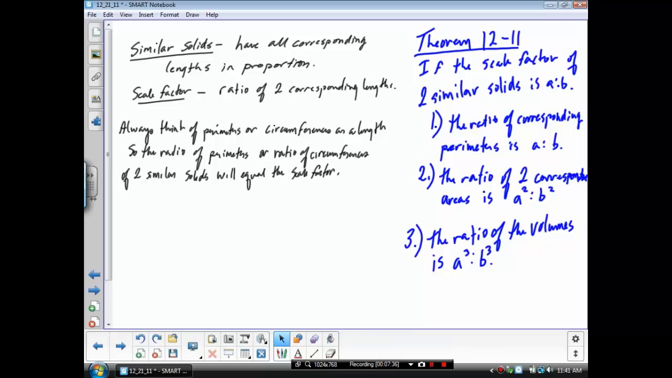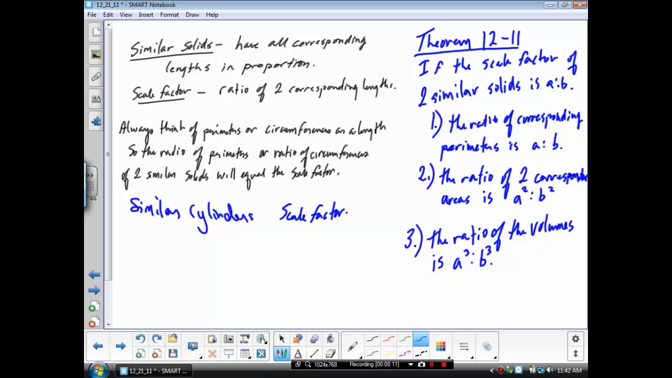Now, using this, a few examples. I am going to look first off at page 511 and number 3. It tells me I have two similar cylinders with radii 3 and 4. When it tells me radii 3 and 4, that tells me the scale factor. The scale factor is a ratio of two corresponding lengths. So my scale factor is going to be 3 to 4.